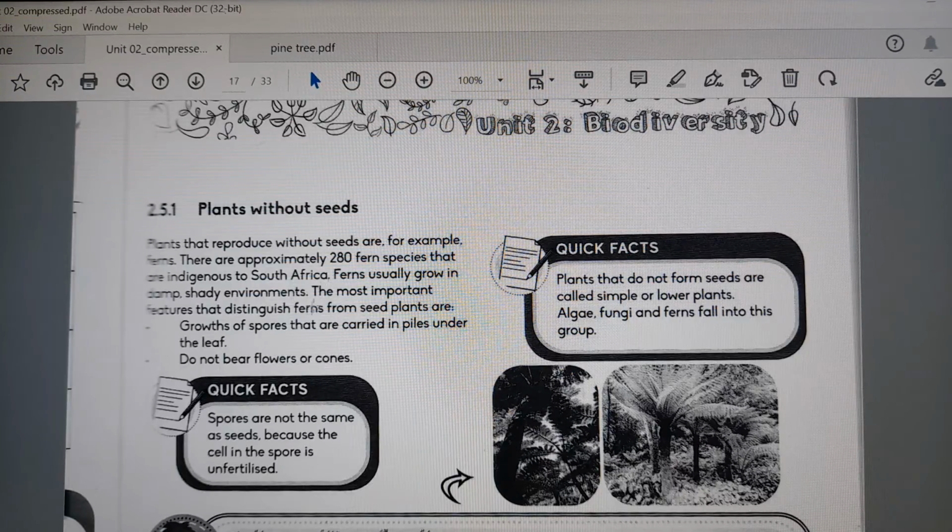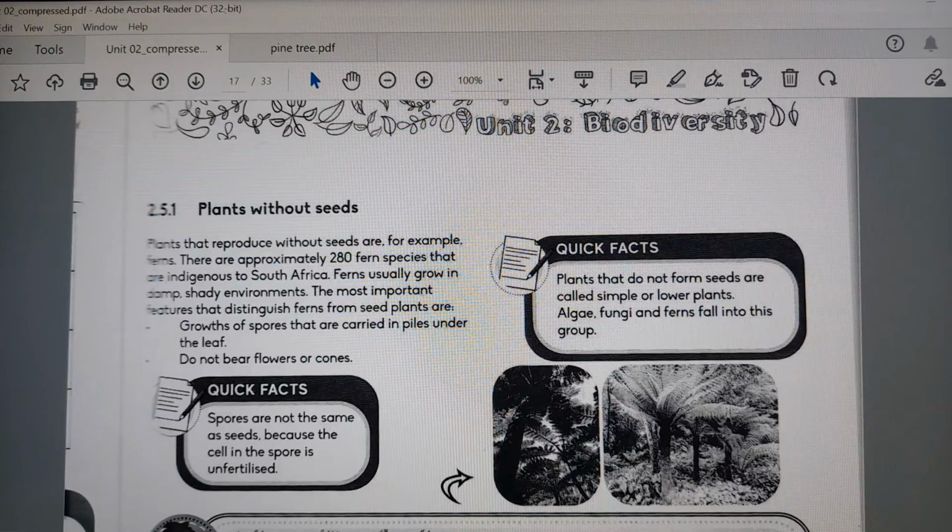Okay, and they say an example is ferns. They say spores are not the same as seeds because the cell in the spore is unfertilized. They say plants that do not form seeds are called simple or lower plants. This is important: plants that do not form seeds are called simple or lower plants, and the examples are algae, fungi, and ferns.